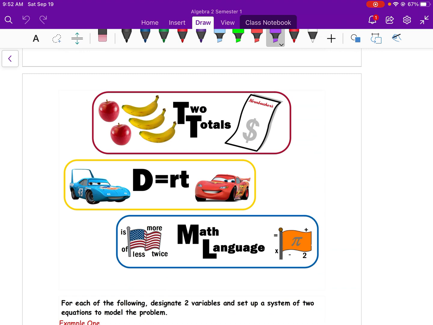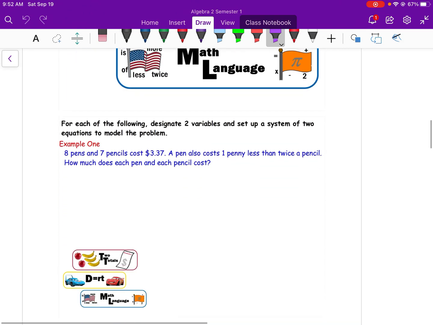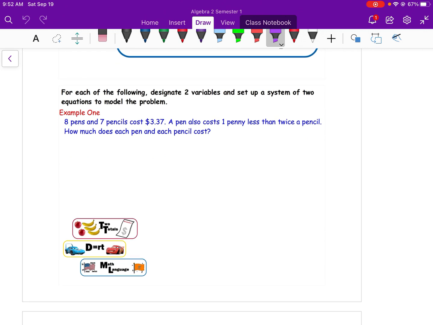We're going to see three different types. Those are the three right there: two totals, distance equals rate times time, and then some math language as well. For the first one, for each of the following, designate two variables and set up a system of two equations to model the problem. Designate two variables. That is the first thing we do with any word problem. We need to designate those variables, define them.